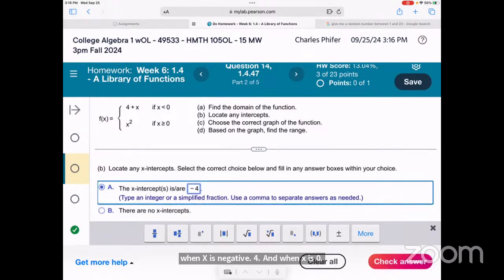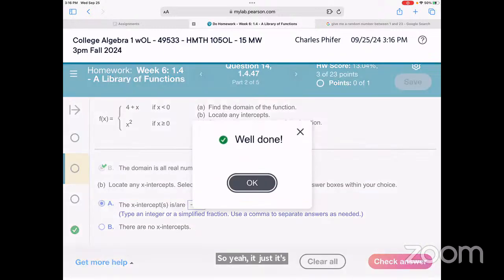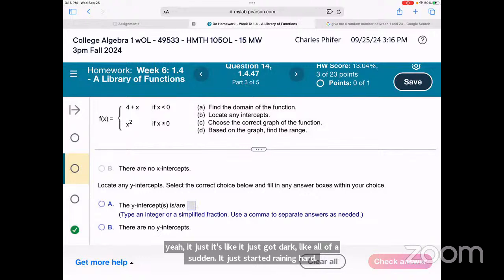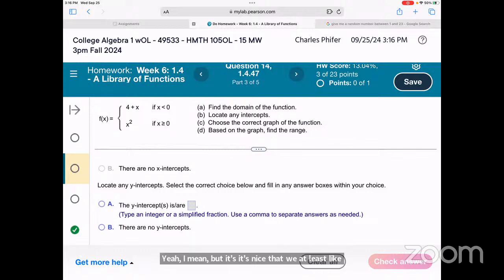Yeah, it's like it just got dark, like all of a sudden it just started raining hard. Yeah, but it's nice that we're at least already kind of sheltered. I don't have to commute or be out in all of this.